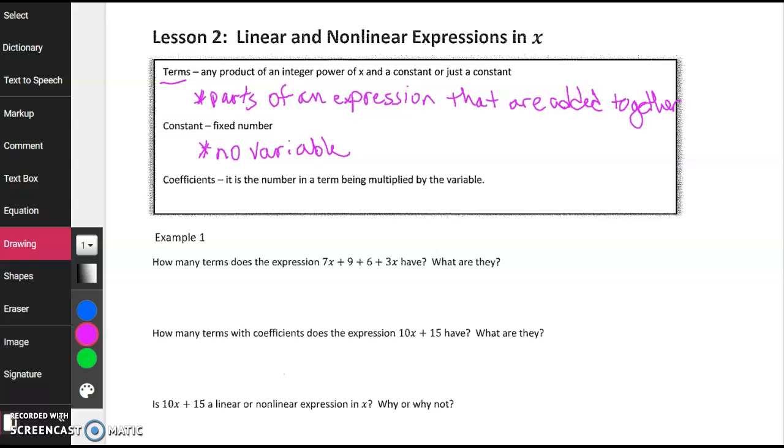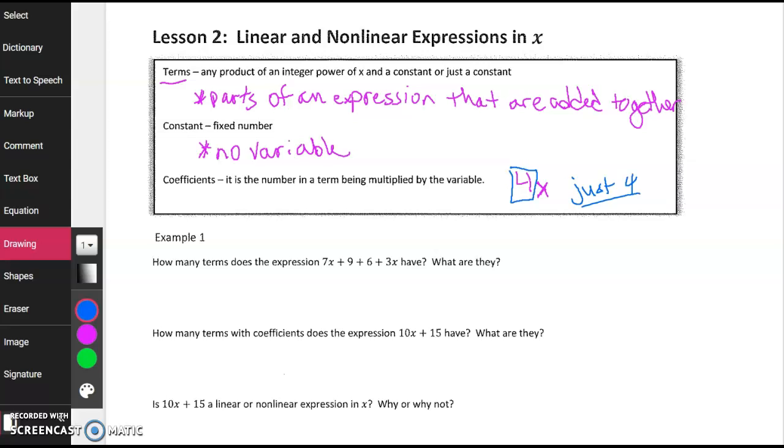And then we have coefficients. A coefficient is just the number in a term being multiplied by the variable. So if I had a term that looks like this, 4x, the coefficient is just the 4, okay? Just 4. Don't write the x, okay?